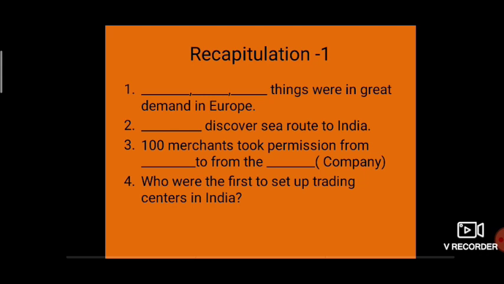Students, if you don't know the answers to these 4 questions, it means you did not understand the previous explanation. I advise students to listen to the explanation again if it is not clear.